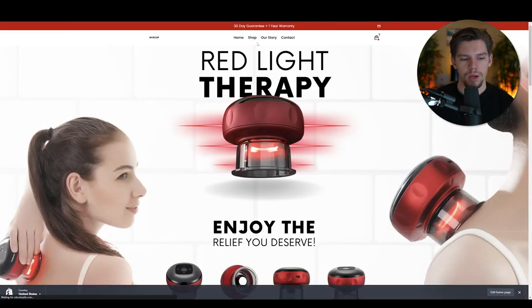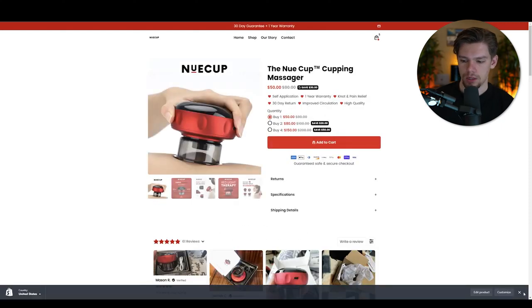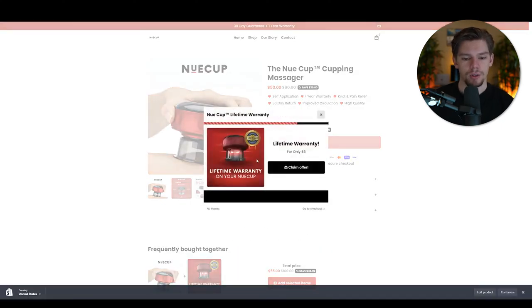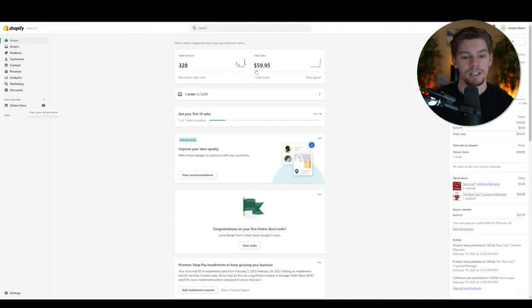So real quick, again, I'm just going to show you the process. Obviously, this looks way worse on desktop. It looks a ton better on mobile. When you add to cart, you get this pop-up: lifetime warranty for only $5. So it looks like that is getting a decent success rate, at least so far. Obviously, we'll need way more data.